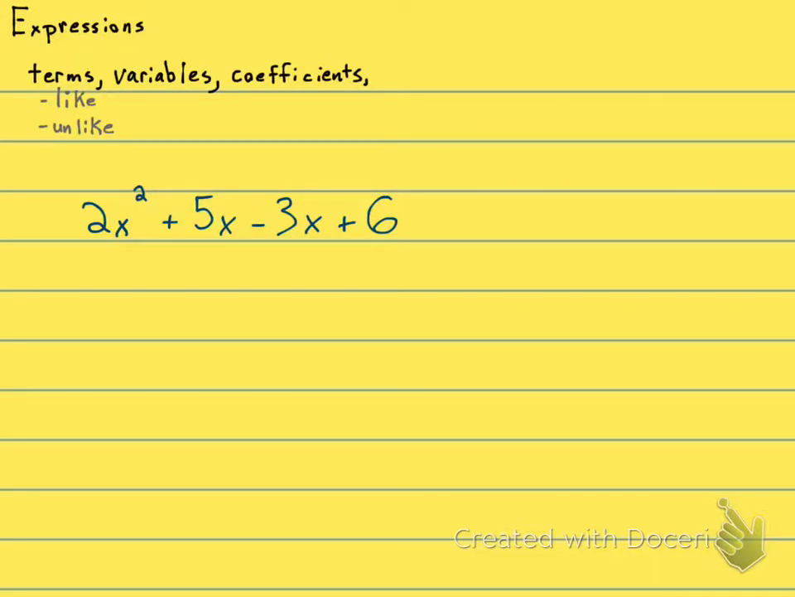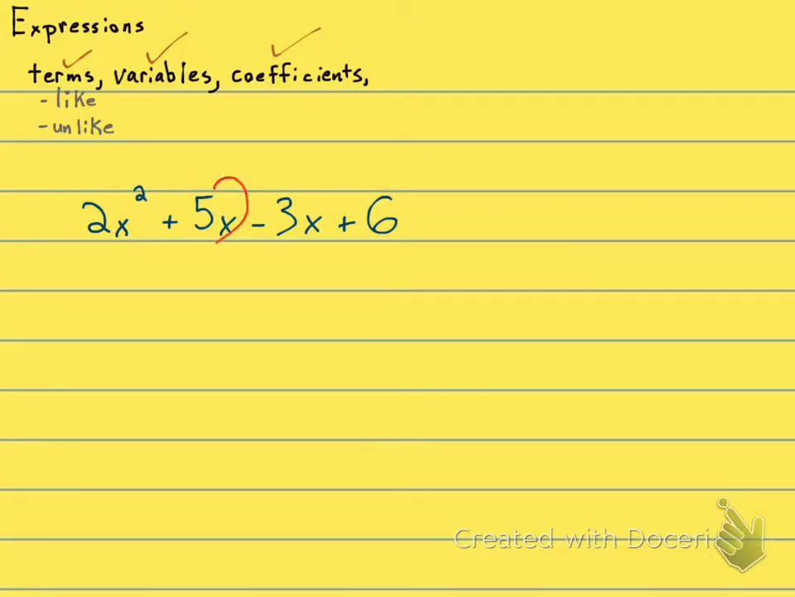So we talked about terms. This has 4 terms. We talked about variables and we talked about coefficients. Let's talk about like and unlike terms. So when you look at the 4 terms of this expression, are any of them like terms? And the answer is yes.